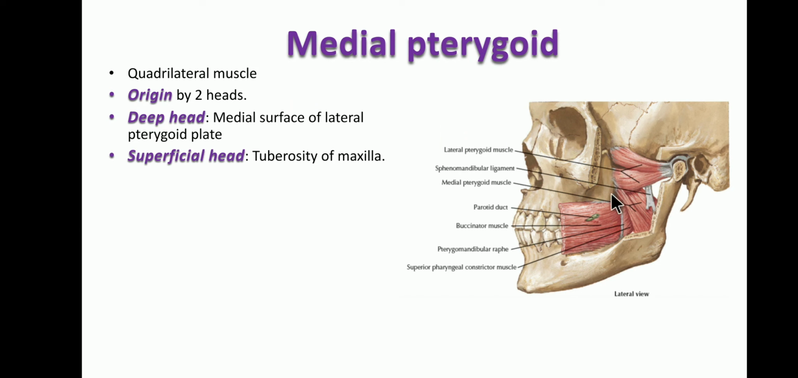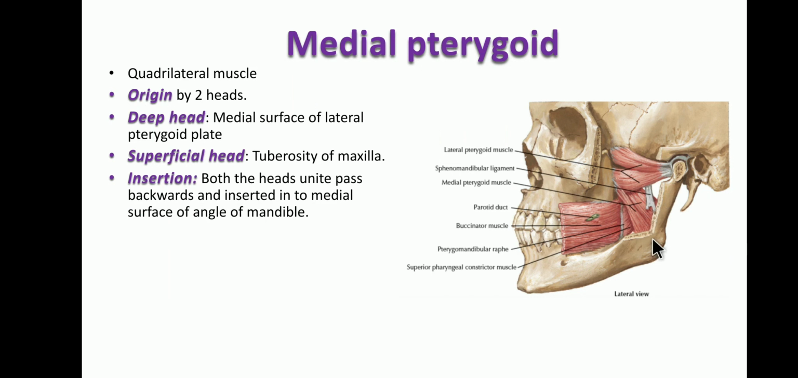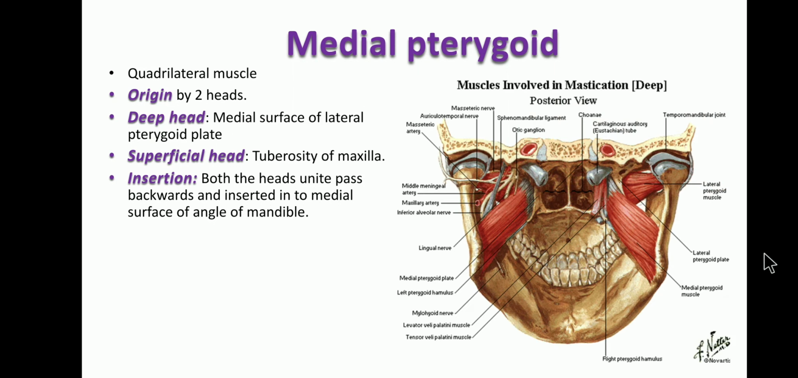The superficial head arises from the tuberosity of the maxilla and from a small pyramidal process of the palatine bone, which I showed you in the beginning, in the bony infratemporal fossa, while we discussed the bony walls. Both heads unite, pass backwards and are inserted into the medial surface of the angle of the mandible, posterior to the mylohyoid groove and mandibular foramen.